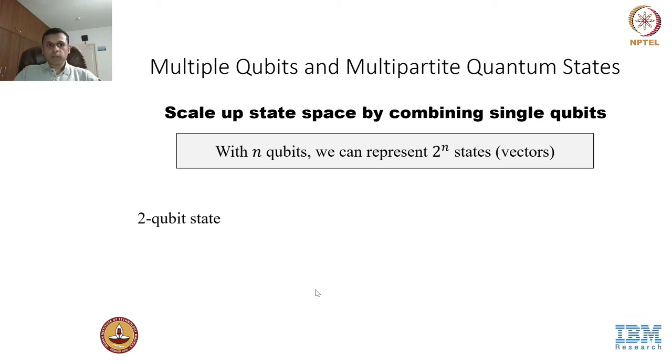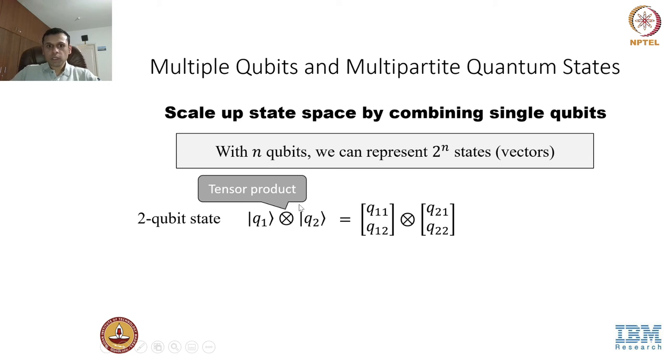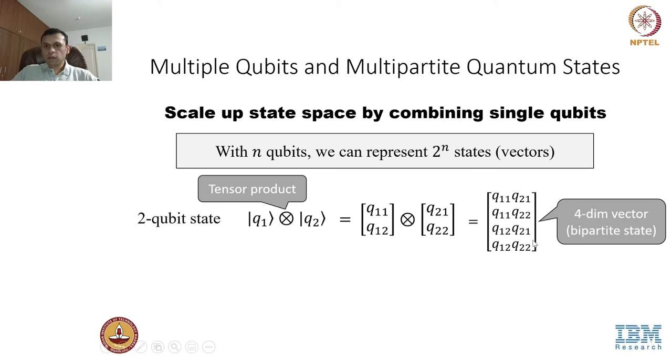So let's first look at a 2 qubit state and see how this can be achieved. A multipartite state composed of 2 qubits, q1 and q2, can be represented this way, and this symbol here denotes a tensor product. If we do a tensor product of our single qubit states q1 and q2, let's say these are the representations, the tensor product ends up producing a 4x1 matrix here. This is also referred to as a bipartite state because it begins with 2 qubits, and this particular matrix contains all possible states this 2 qubit set can lie in.